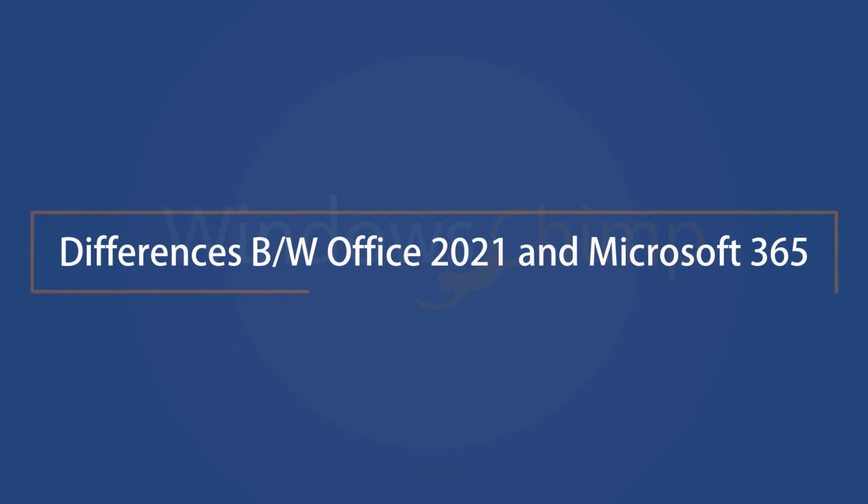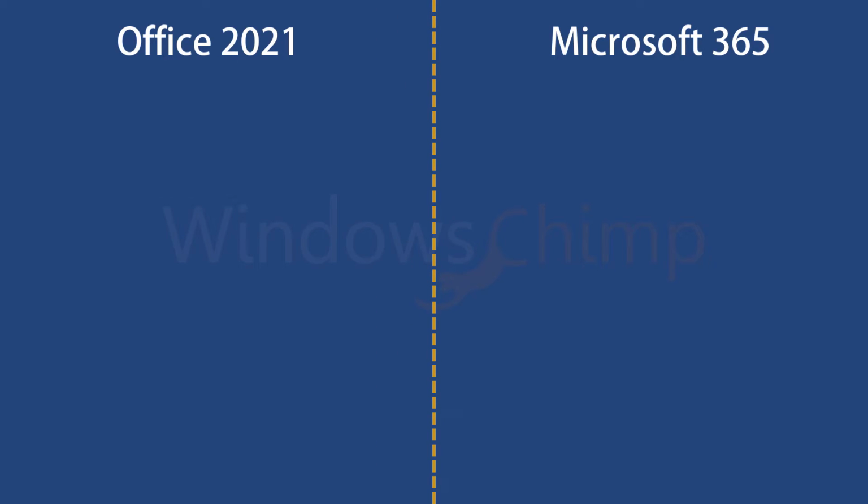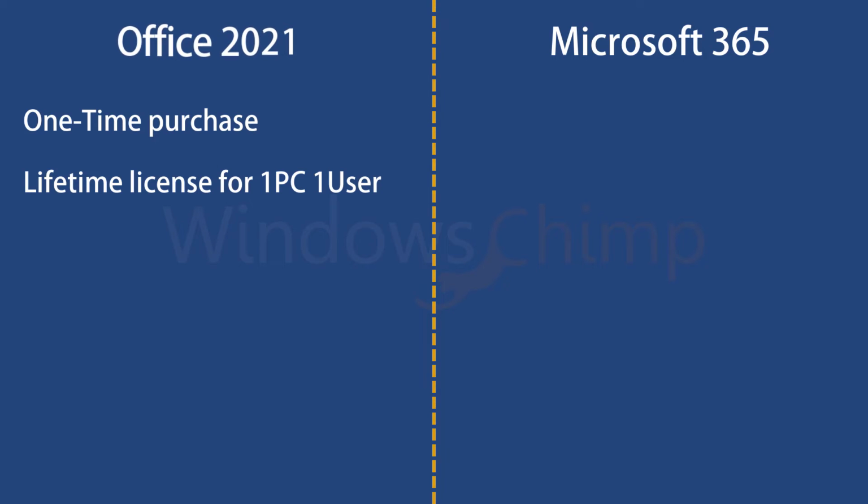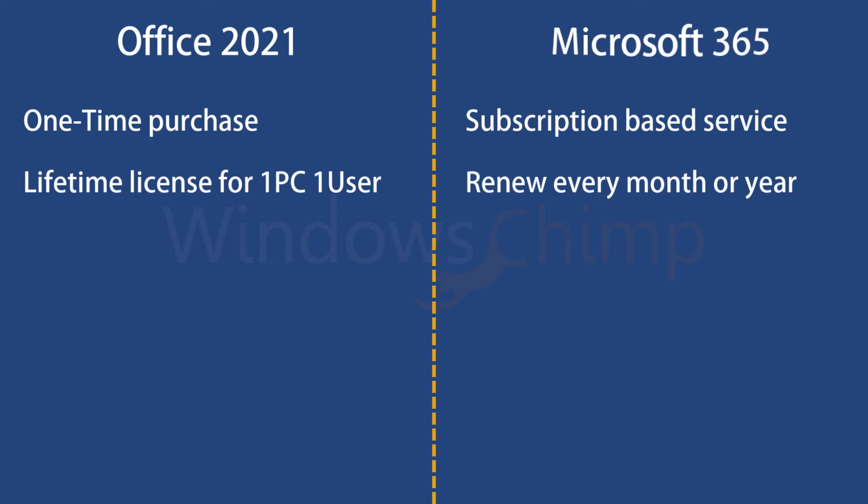What are the differences between Office 2021 and Microsoft 365? Before you decide to purchase Office 2021 or Microsoft 365, you should first know the differences. When you buy Office 2021, you pay a one-time price for the program, and it comes with a lifetime license for one PC, one user. But Microsoft 365 is a subscription-based service to the Office. You will have to renew the subscription every month or year.